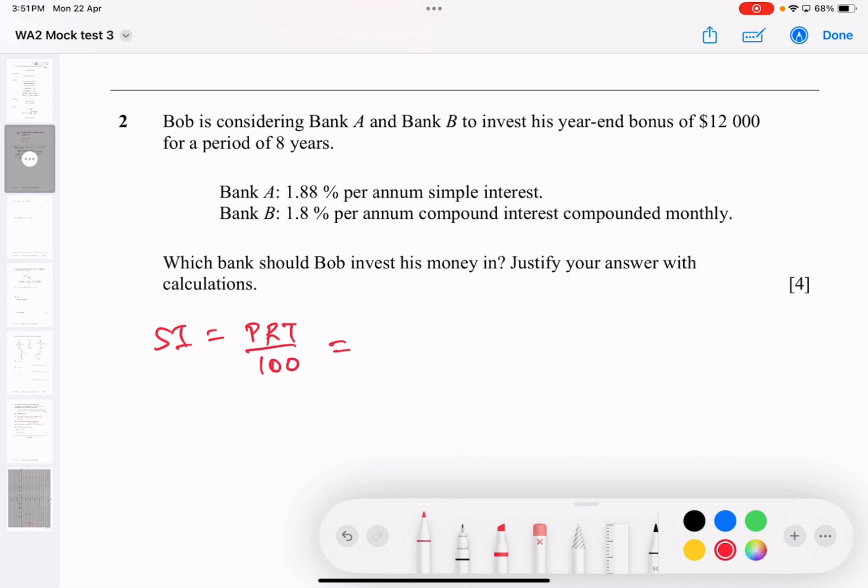PRT over 100. P is the principal, so it's 12,000. R is the interest rate per year, 1.88. Time T is the number of years. So we know this is a period of 8 years, so I'm going to times 8. I'm going to divide this by 100. So I'll enter this in my calculator. 12,000 times 1.88 times 8, divide by 100. So I'm going to get 1804.80. So I know this is the interest that is earned. Simple interest formula only calculates the interest earned.